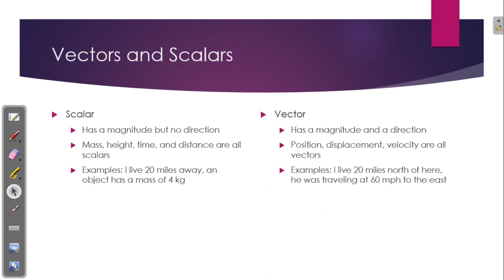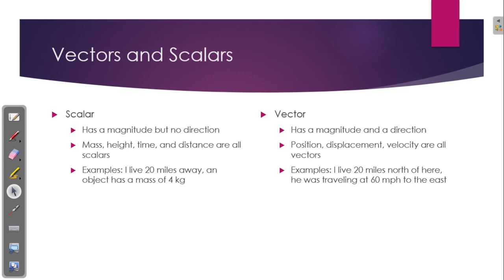Before we get into kinematics, we do need to understand the difference between a scalar and a vector. A scalar has a magnitude but no direction. So things like mass, height, time, and distance are all scalars. You're just talking about something that is just a number. So for example, I live 20 miles away. An object has a mass of 4 kilograms. Those are both magnitudes. There's no direction involved.